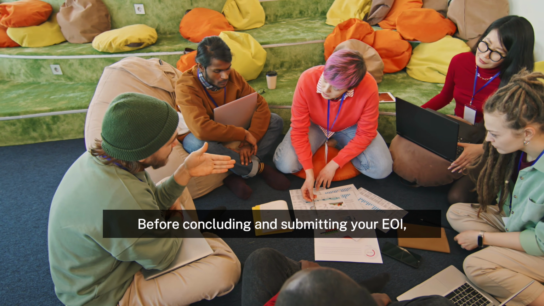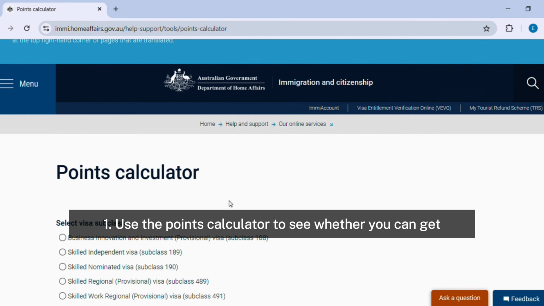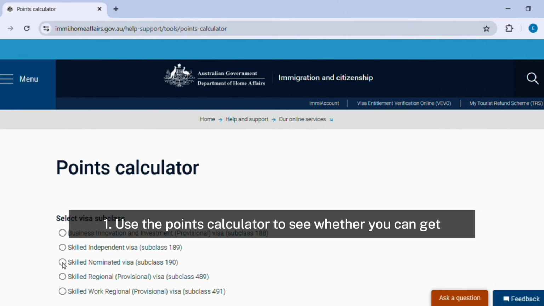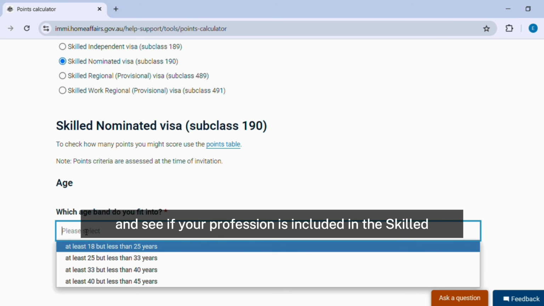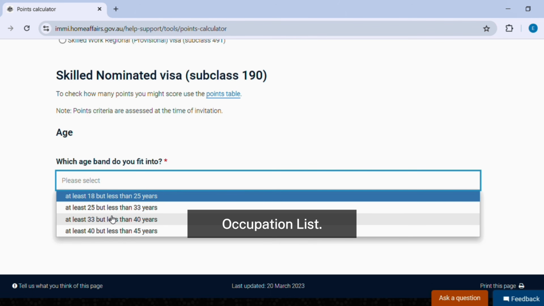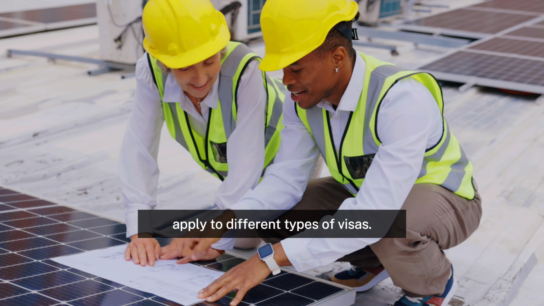Before concluding and submitting your EOI, you must: 1. Use the points calculator to see whether you can get the required minimum score of 65 points, and see if your profession is included in the skilled occupation list. Note that various skill lists apply to different types of visas.